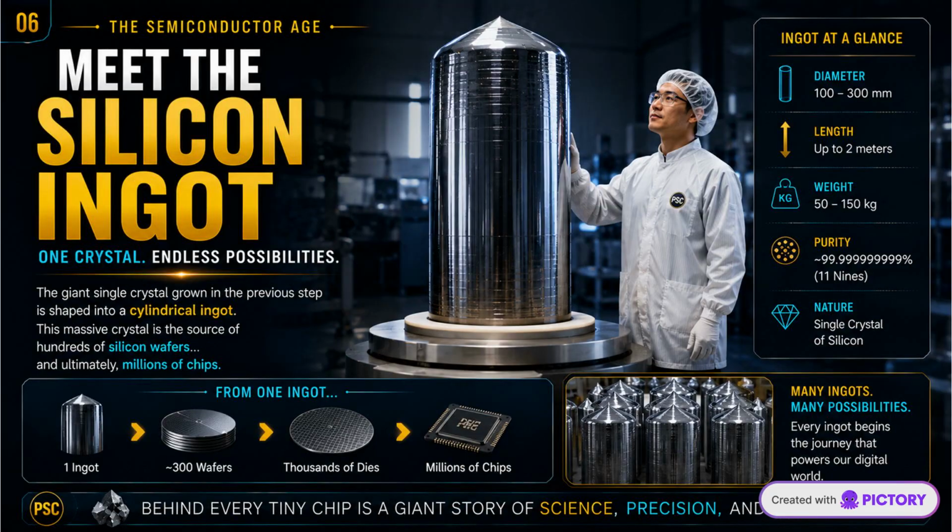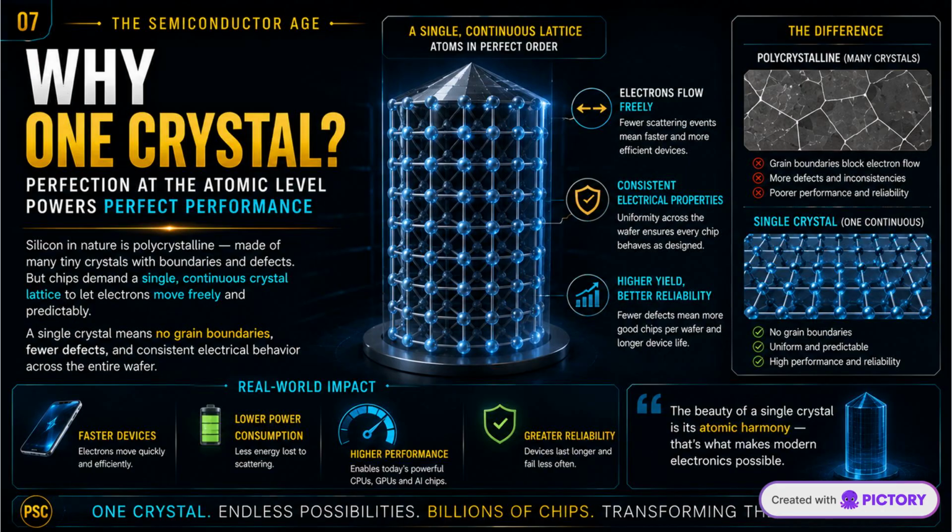The crystal continues to grow into a massive cylindrical ingot. Although it appears to be a simple cylinder of silicon, it represents months of preparation and extraordinary precision. From this single ingot, thousands of chips may eventually be produced. A single continuous lattice in silicon ensures better performance and reliability, crucial for modern electronics. A single crystal provides one perfectly ordered atomic structure, allowing electrical signals to travel smoothly and predictably.